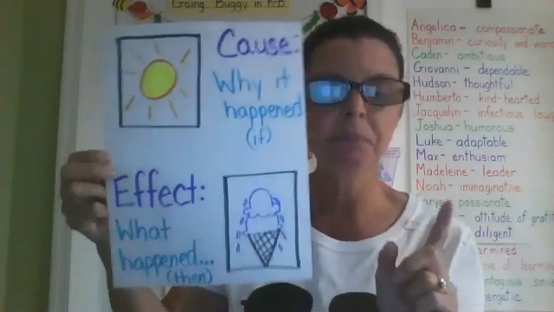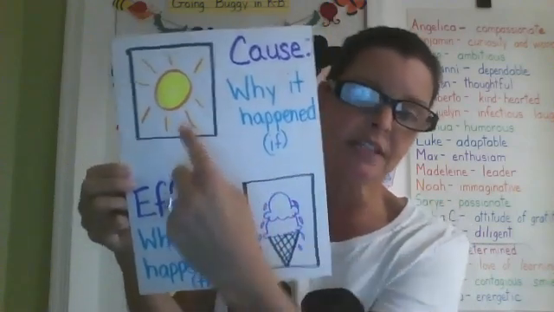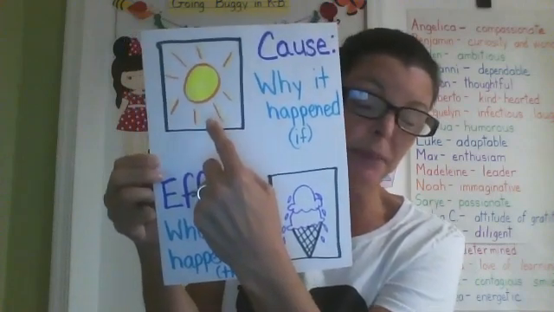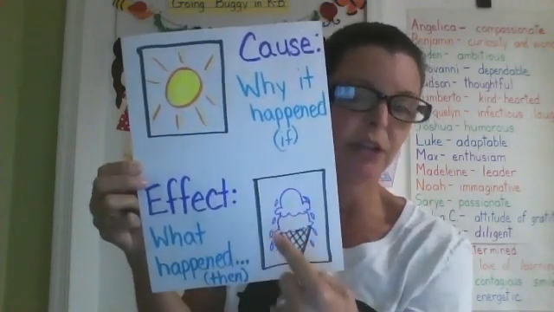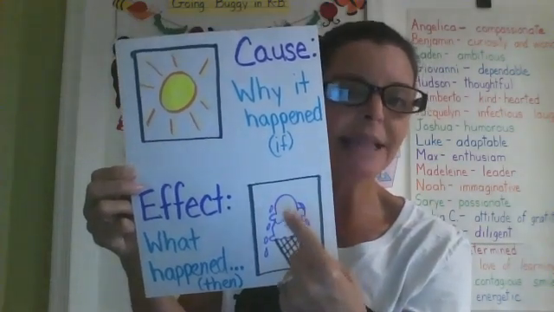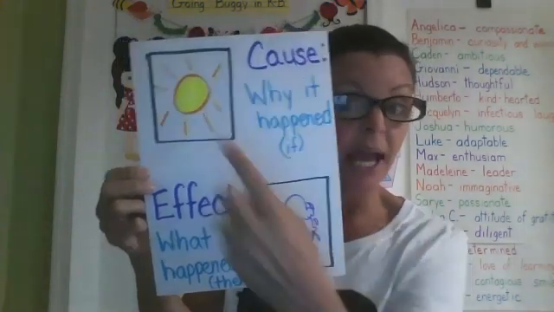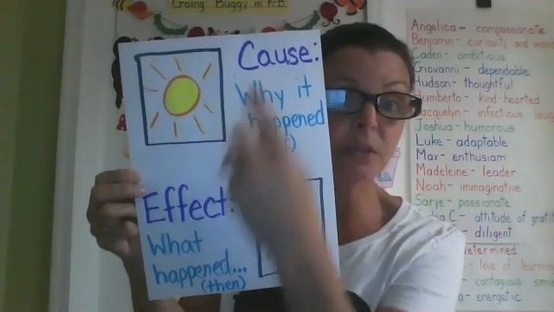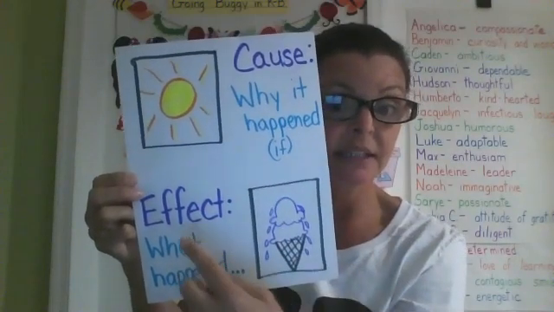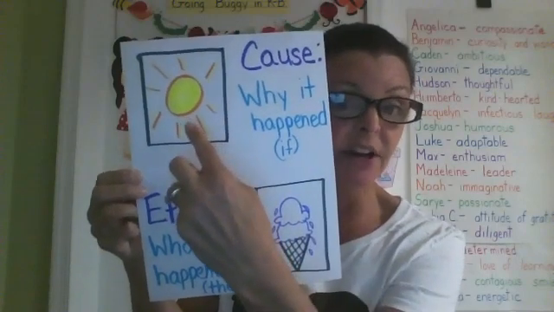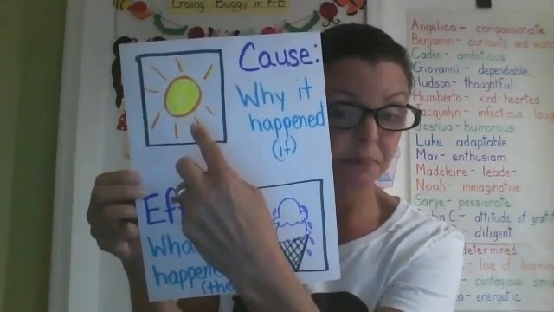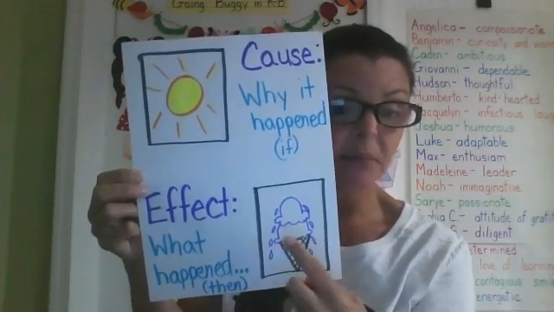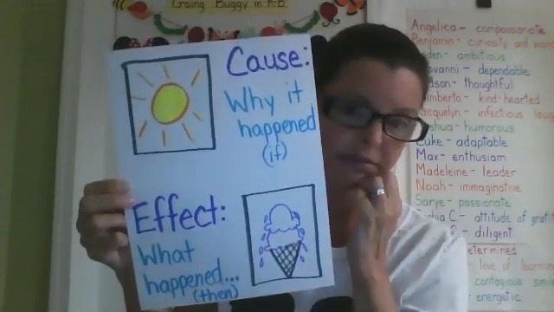Let me explain. When we're looking at the sunshine and we think about it's a very hot day, we might be out eating our ice cream because we're trying to cool off. What is happening to our ice cream as we're out in the hot, hot sun? Well, that is what cause and effect is. If it is very, very sunny, then my ice cream is going to melt.